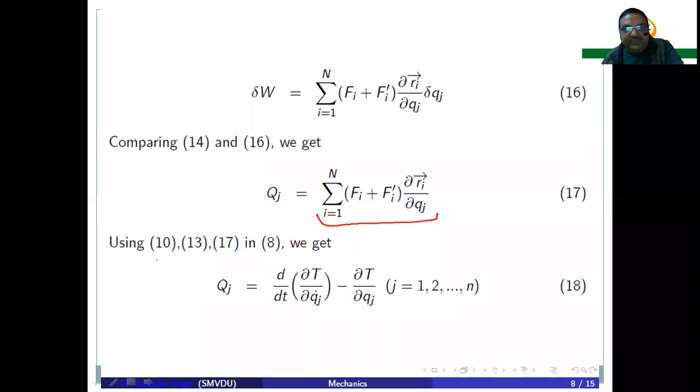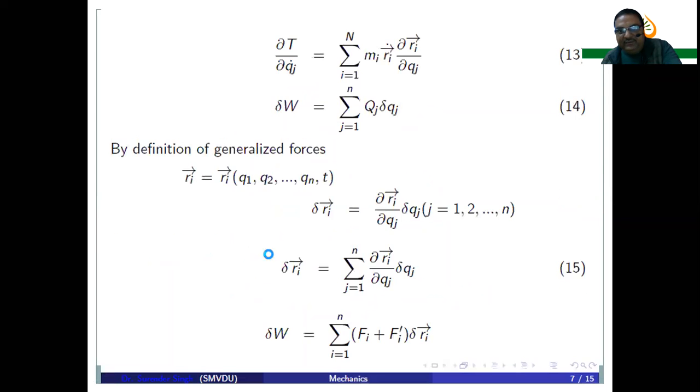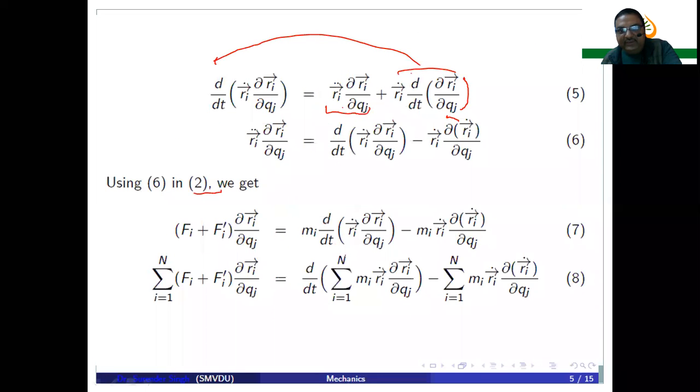So now you use the results in 10, 13, 17 in equation 8. Equation 8 is here. If you substitute the values of these, because this term has now become the Qj, and you substitute the values of these terms.